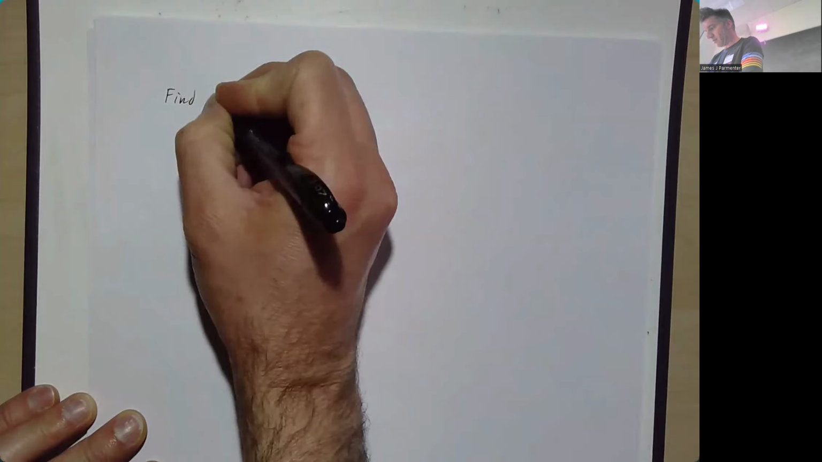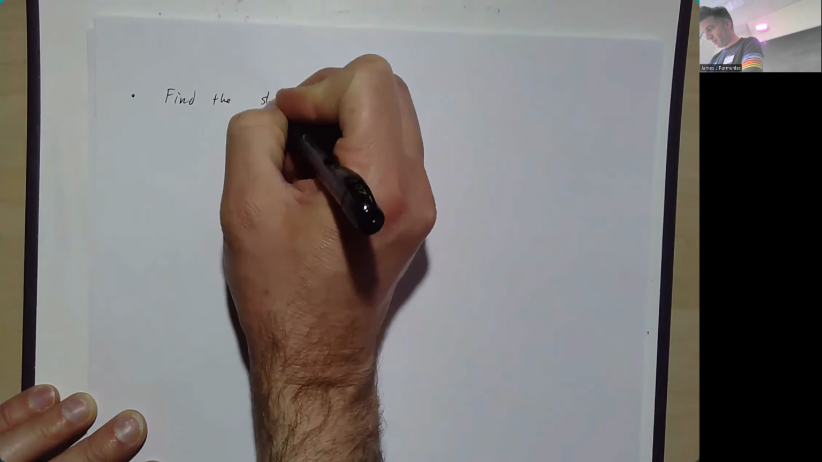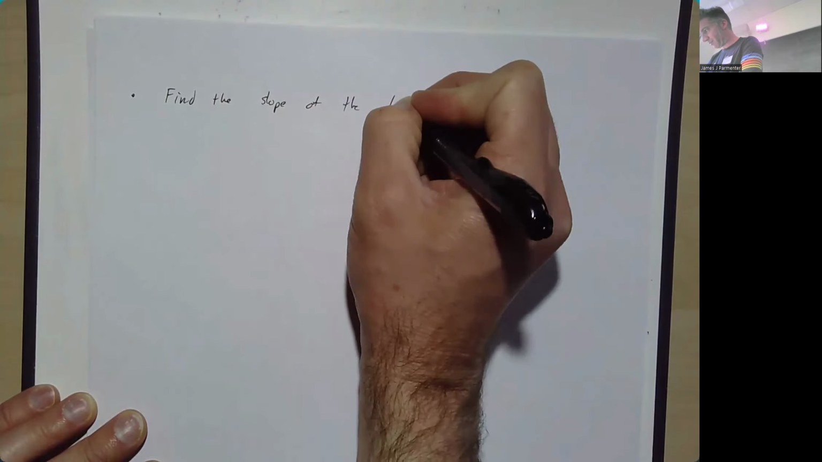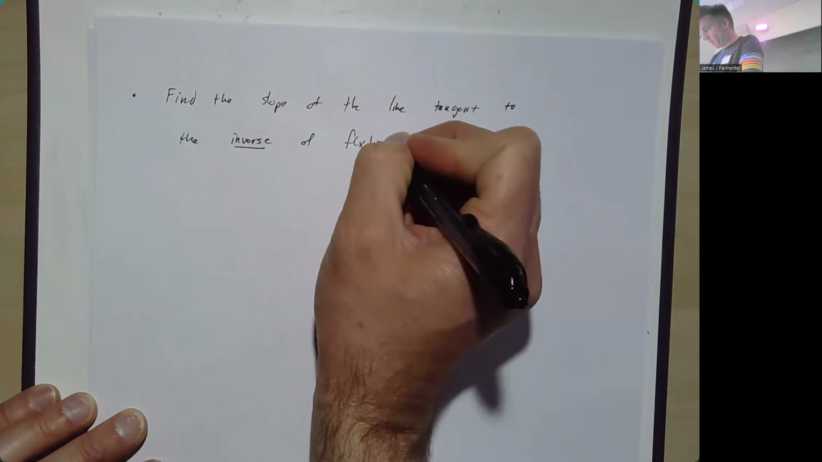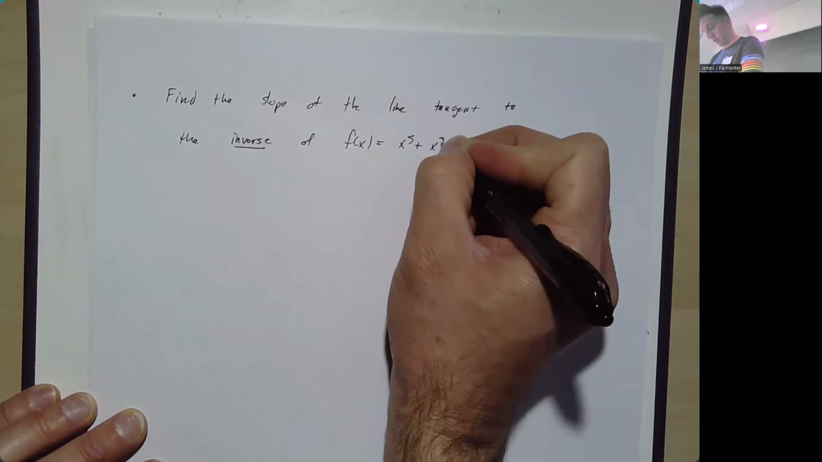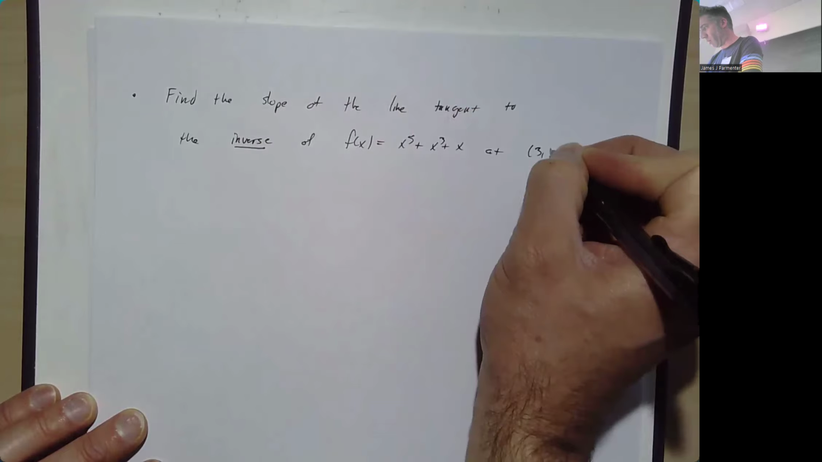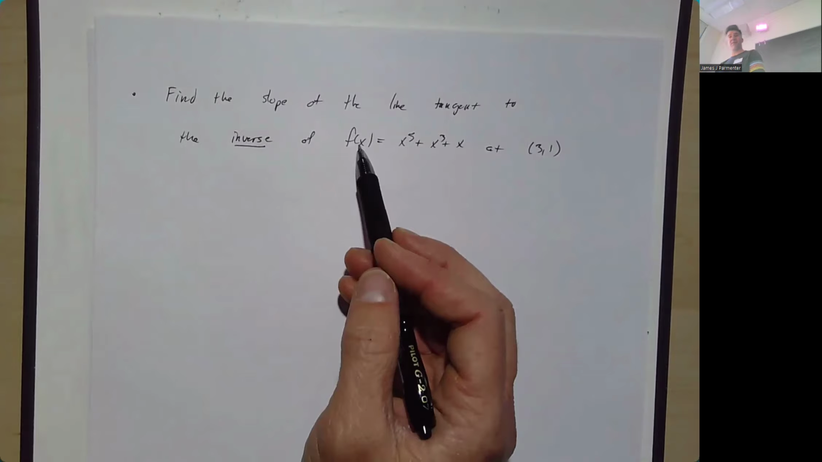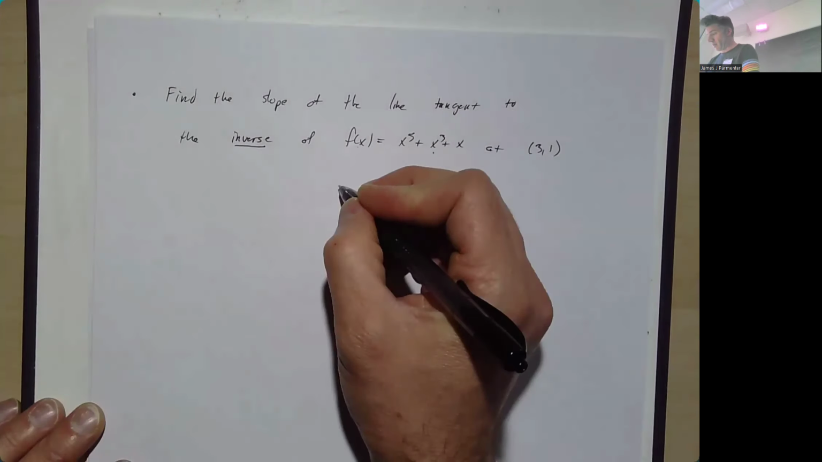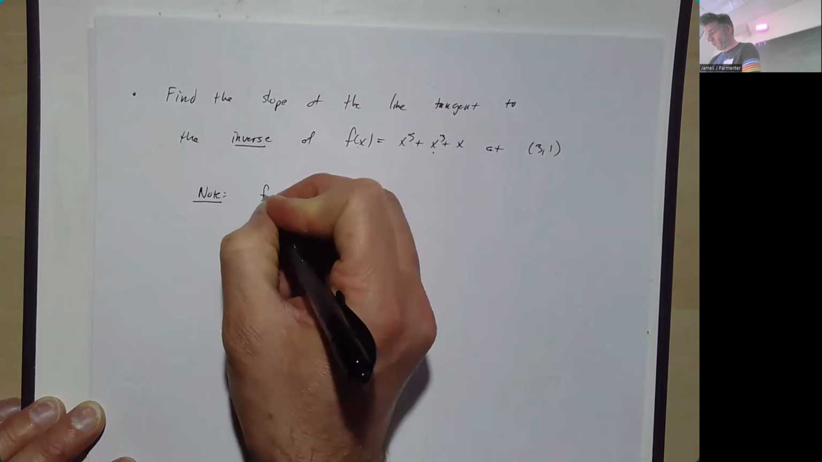Find the slope of the line tangent to the inverse of f of x equal to x to the 5th plus x cubed plus x at the point (3, 1). So I want to point out here, f of 3 isn't equal to 1. f of 1 is equal to 3.